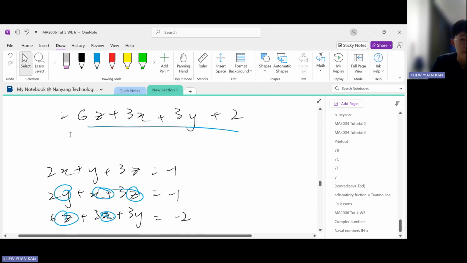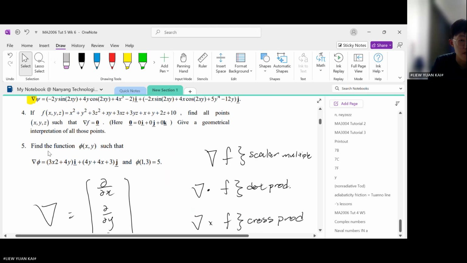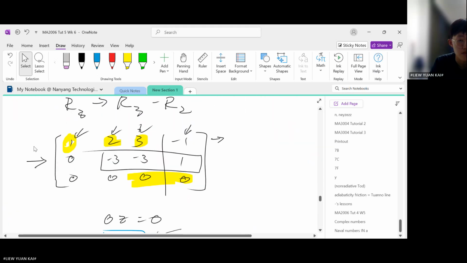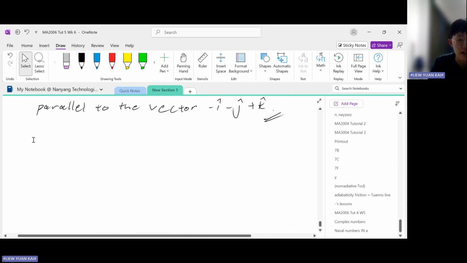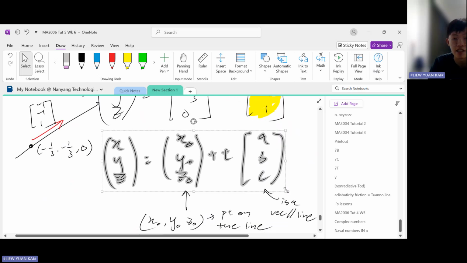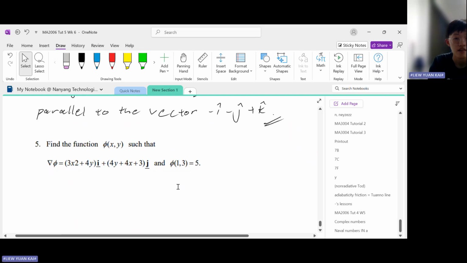Moving on to question 5. By the way, I covered this formula, the equation of a straight line, in the last class. So if you don't know it or this doesn't look familiar to you, look at it in the last class.